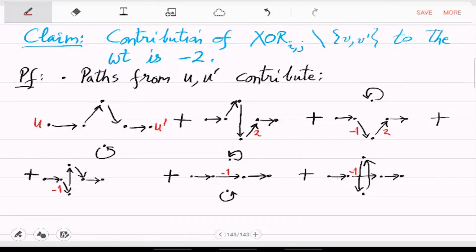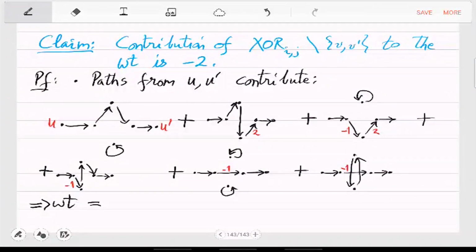And what are the contributions from this part to the weight? So this implies that the weight contribution is 1 plus 2 minus 2 minus 1 minus 1 minus 1. So that is minus 2 as claimed. Note that the cycle cover contribution, when we removed UU prime, VV prime, then it was 0.